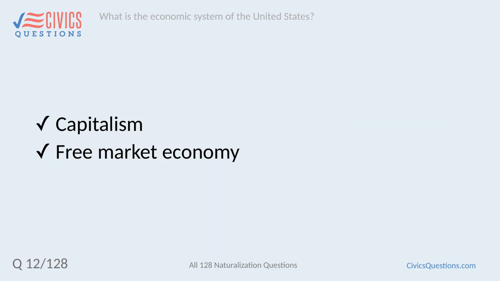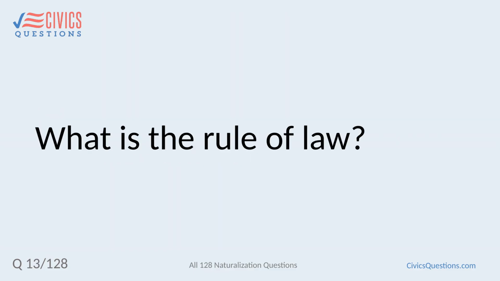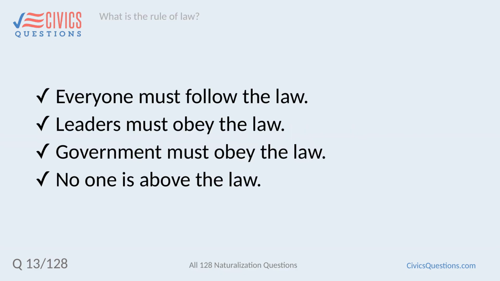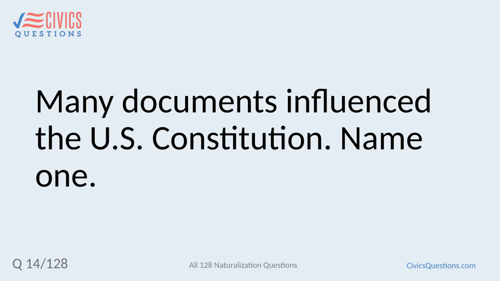Capitalism, free market economy. What is the rule of law? Everyone must follow the law. Leaders must obey the law. Government must obey the law. No one is above the law. Many documents influence the U.S. Constitution. Name one.